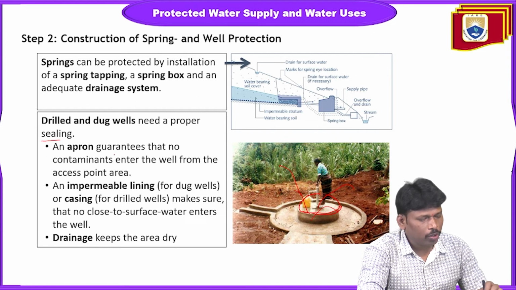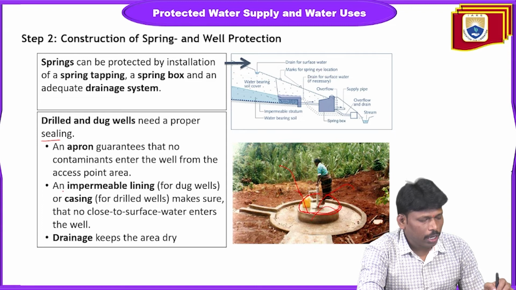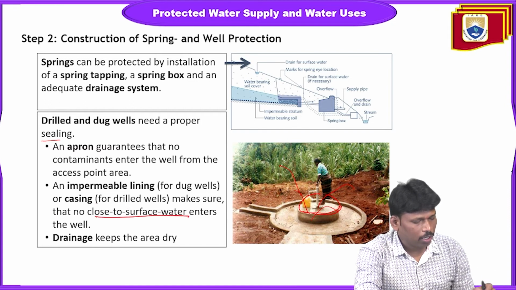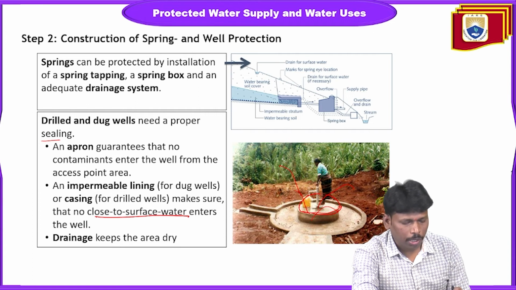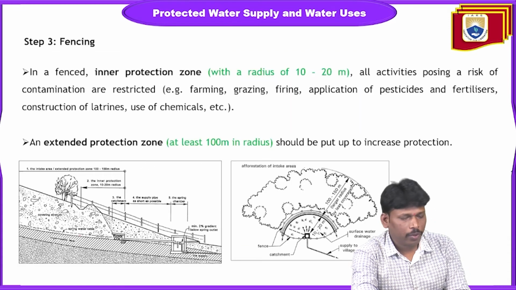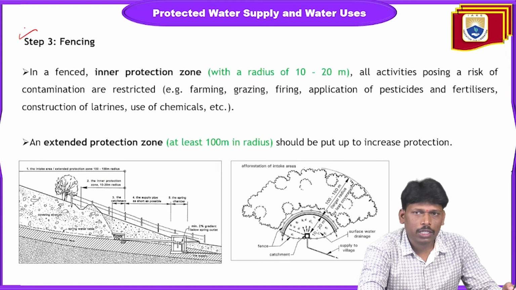And it guarantees that no contaminant enters the well from the access point area. An impermeable lining for dug wells, or casing for drilled wells, makes sure that no close-to-surface water enters the well. It is an impermeable layer, so it never allows any contaminated water into the well. Drainage keeps the area dry. Then step 3 is fencing. We are discussing 4 steps to protect our water supply.